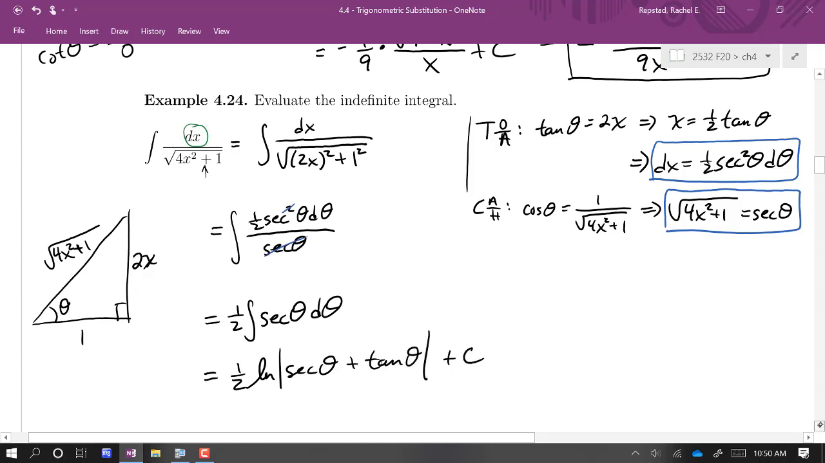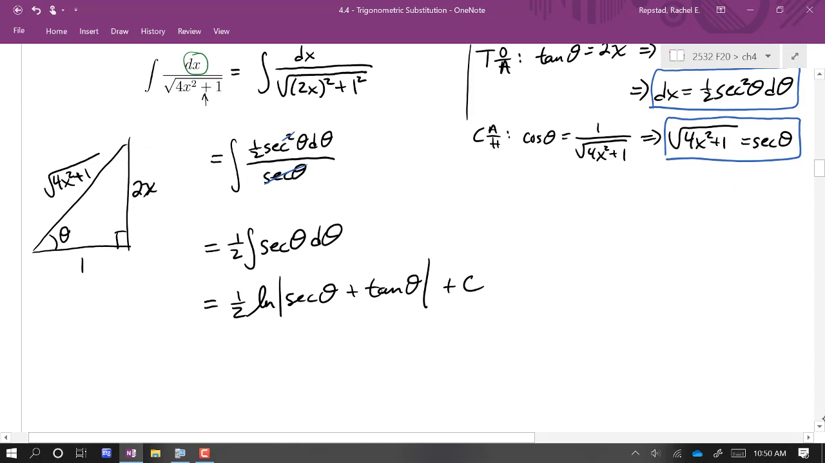Plus a constant. And then just like before, and this is one thing we're generally going to need to remember, they give us an integral with x's. The answer is not going to be a function with thetas. So we have to go back to the triangle, I always go back to the triangle, to make our substitutions back to x's. Secant is the reciprocal of cosine, so that'll be the square root of 4x squared plus 1. And then tangent, using SOHCAHTOA, is 2x over 1, so tangent is 2x. And then plus a constant.